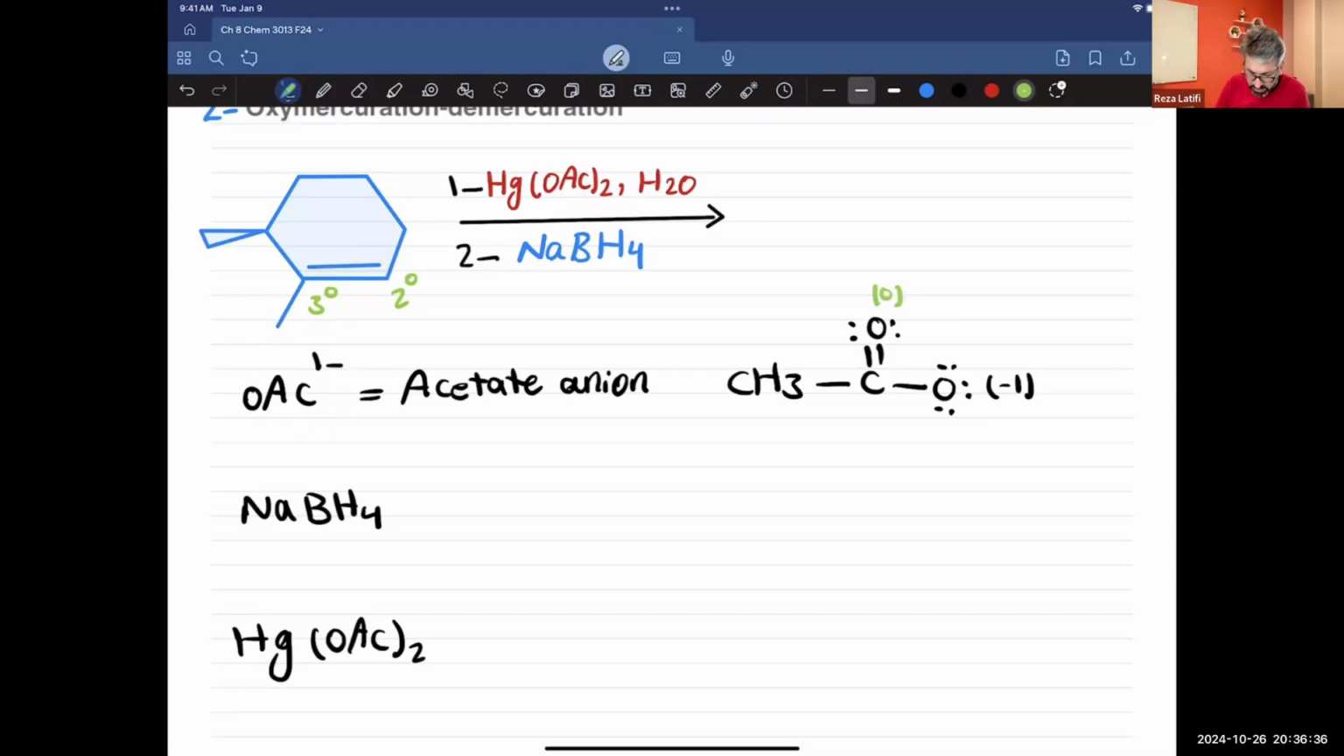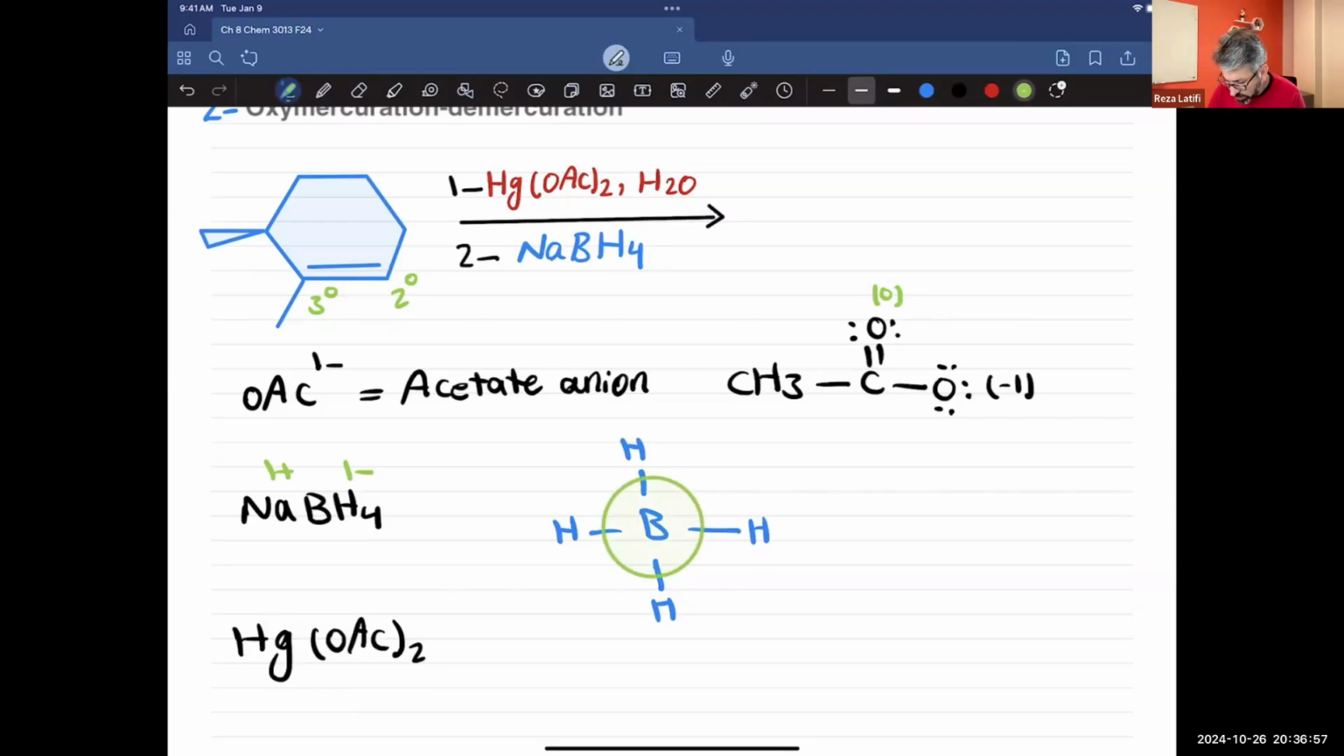Next one, we have sodium borohydride. We know sodium is a +1, so borohydride is going to be -1. And this is going to be a boron attached to 4 hydrogens. If you attach 4 hydrogen to it, you will find that the charge is going to be -1, and this is the proof for it.